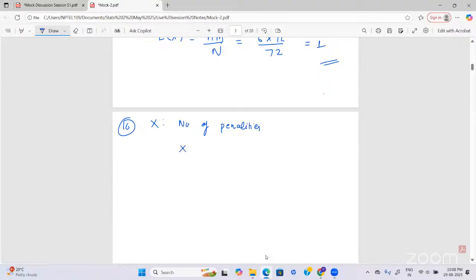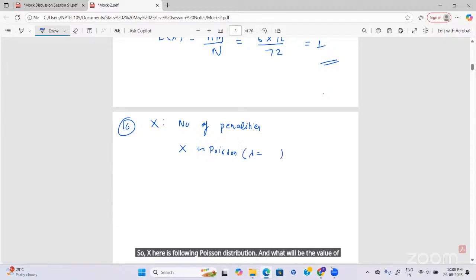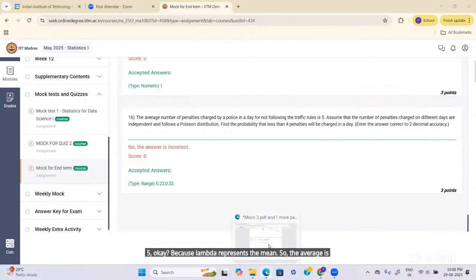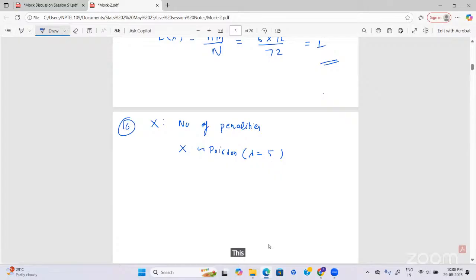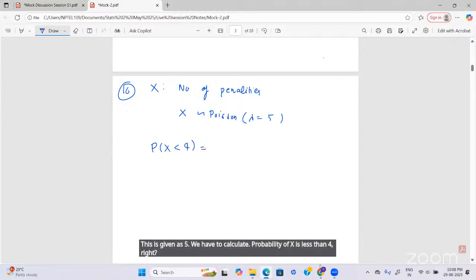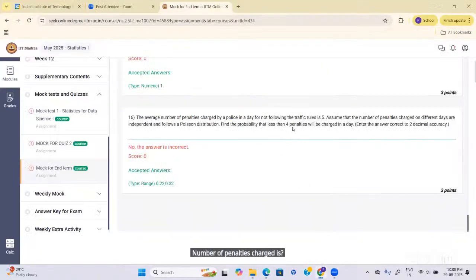So we can consider a random variable X, which will represent the number of penalties. X here is following Poisson distribution. And what will be the value of the parameter lambda here? 5, because lambda represents the mean, and the average is given as 5. We have to calculate the probability of X less than 4, that is, the number of penalties charged is less than 4.